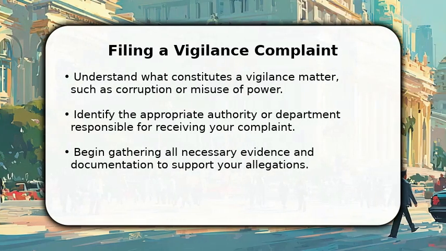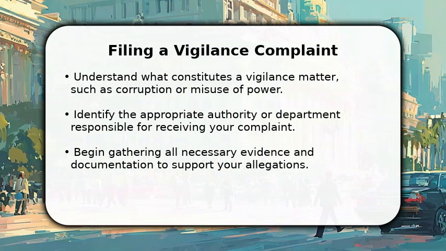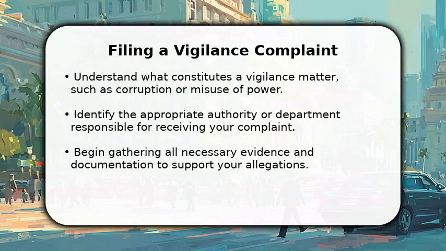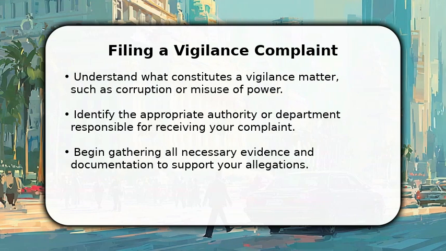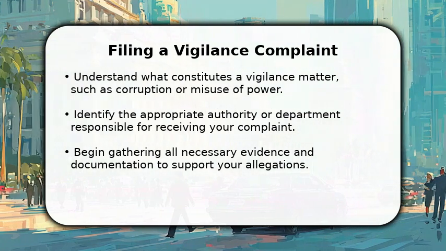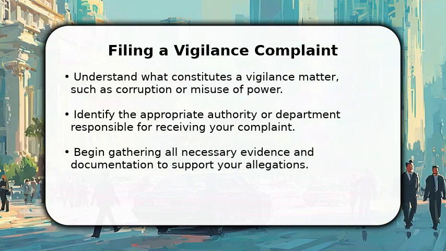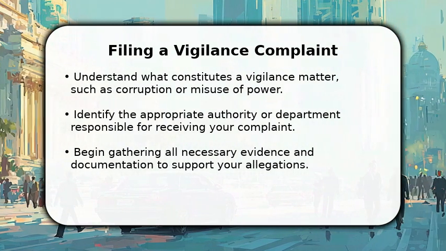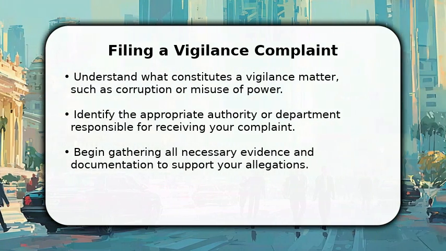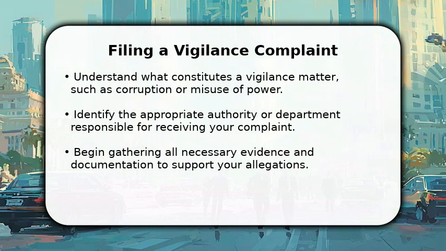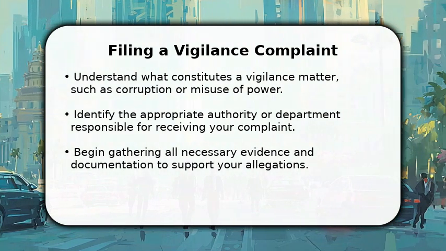In this video, I will explain how to file a complaint in Vigilance. First, it's crucial to understand what constitutes a vigilance matter. This involves identifying any acts of corruption, misuse of power, or unethical conduct within an organization. Next, determine the correct authority to receive your complaint, as different bodies handle various types of grievances. Finally, begin gathering all necessary evidence and documentation to support your claims effectively, ensuring your complaint is within their purview.